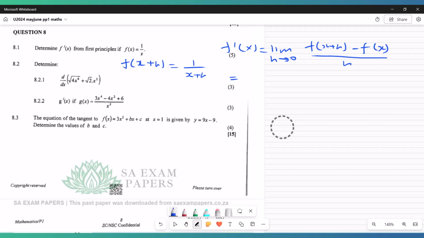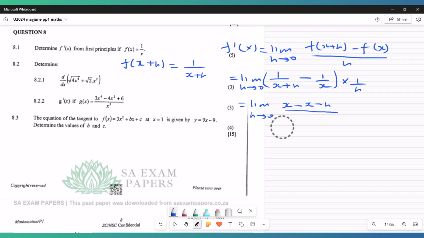So that equals the limit as h tends to 0 of 1 over x plus h, minus 1 over x, then divided by h, so times 1 over h. Because I'm subtracting, I'm going to just combine: equals the limit as h tends to 0 of x, then minus this x, minus h, divided by x times (x plus h). Hope we are together. Then times 1 over h.